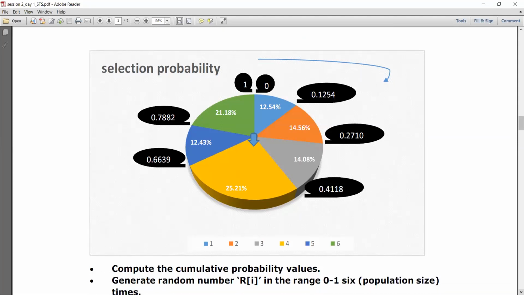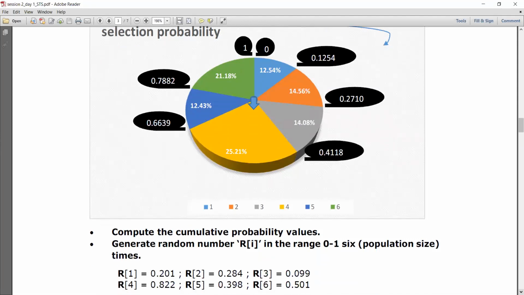Sir said very clearly, in this Roulette wheel game, we are going to spin it 6 times, as many as the solutions. We have 6 solutions, so let us spin 6 times. And each time, let us see which individual comes under the pointer. For the first spin, the direction of the spin is given as an arrow, clockwise. For one run, the pointer will point to one particular individual. Similarly, we are going to give 6 spins.